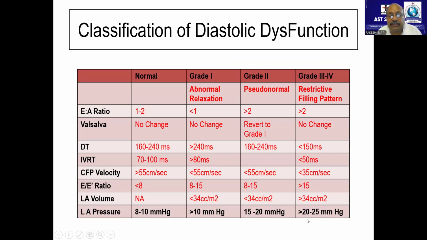What is the importance of calculating this LA filling pressure? Now I'll quote an example for you. Suppose I'm hypertensive. I go and take my blood pressure. My BP is 200 by 110. My heart rate is 110. I look at my diastolic function evaluation. My systolic function is normal. And my diastolic function says my LA pressure is 15 to 20.